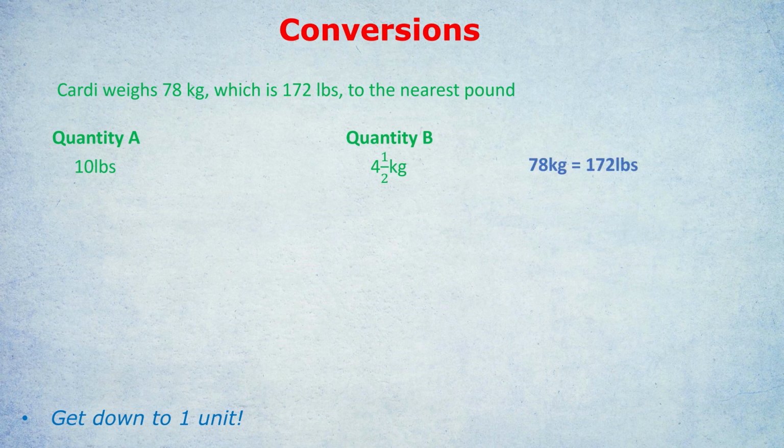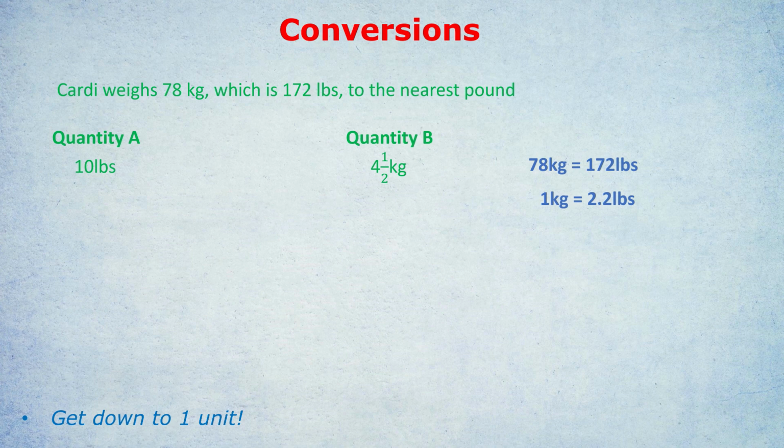So my advice is this: always start by getting down to 1 unit, as I've written down below. I don't want to know what 78 kilograms equals. I want to know what 1 kilogram equals. Now in the GMAT, you would use long division, and for the GRE, we can use a calculator to divide both sides by 78. This would give us 1 kilogram equaling 2.2 pounds.